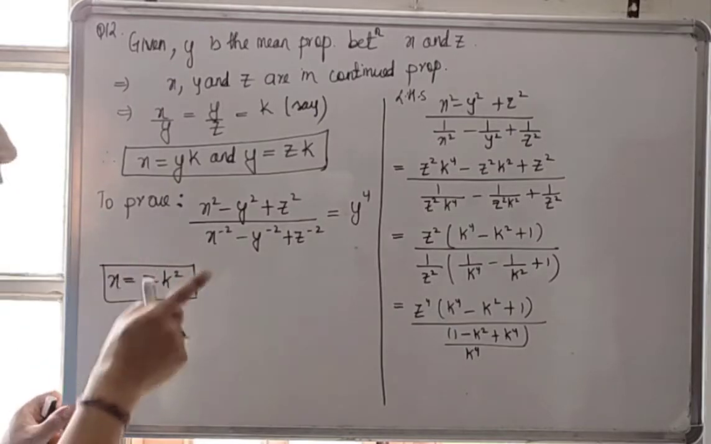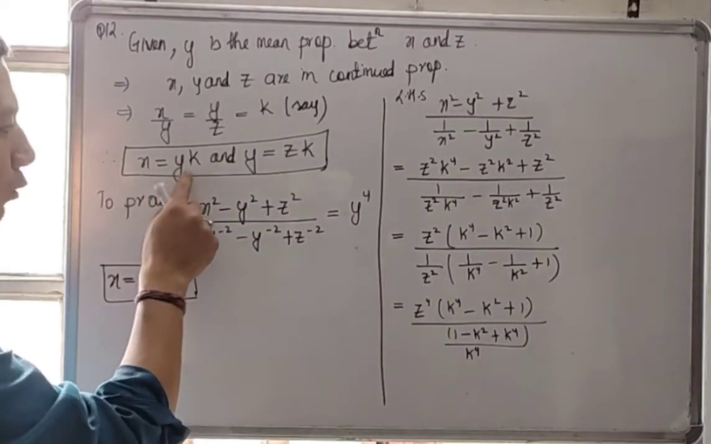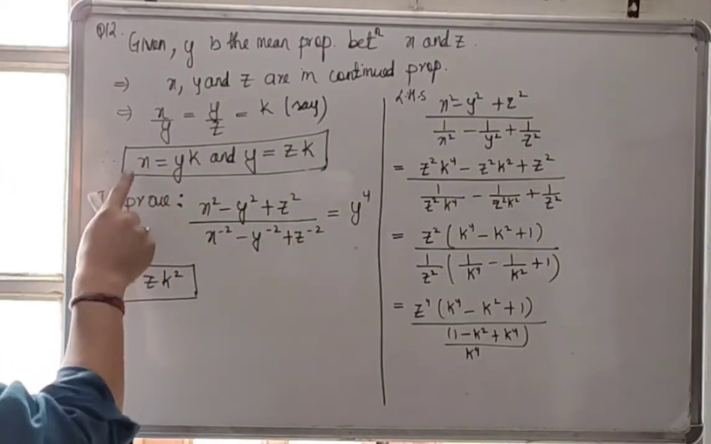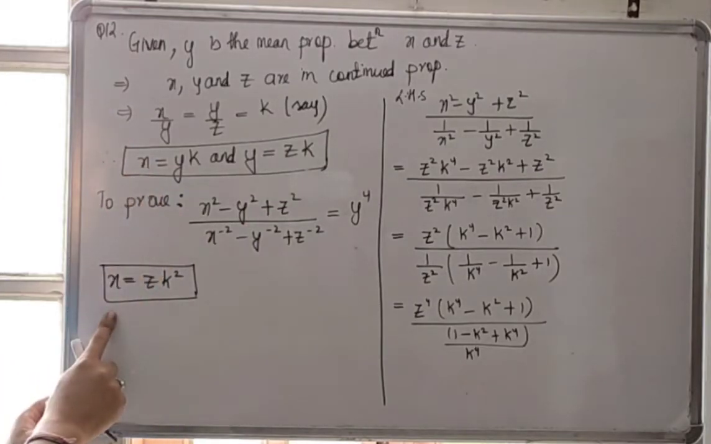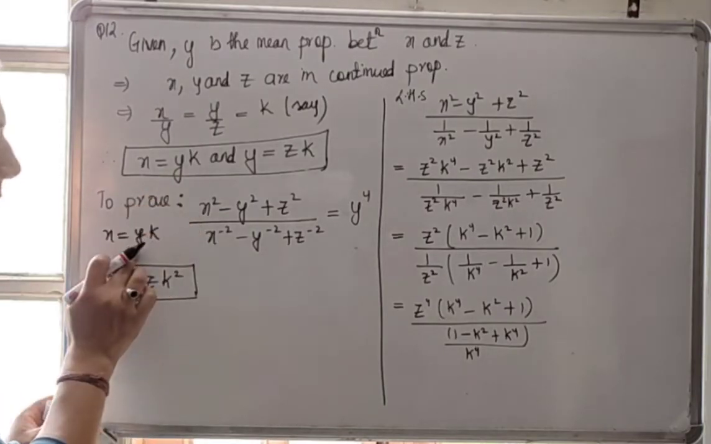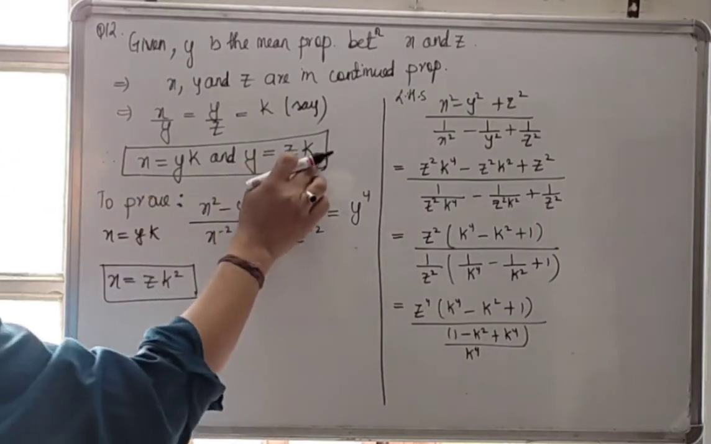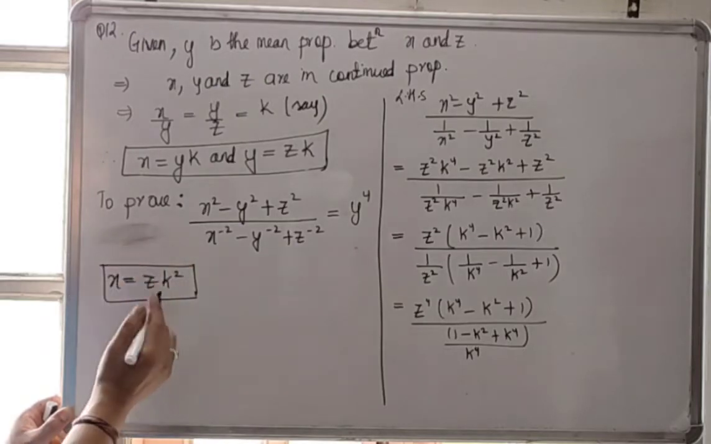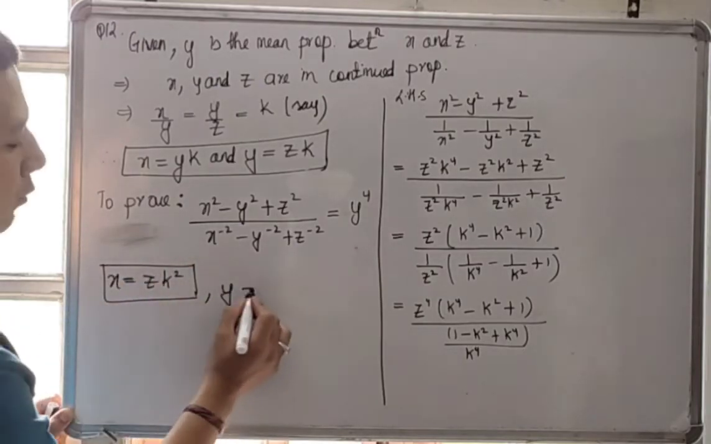Another thing I know: x equals yk, but y equals zk. So here I find the value for x. x is equal to yk, but again what is y? y equals zk. So if I put the value for y as zk, then I will be getting zk square. So the value for x is zk square and y equals zk.